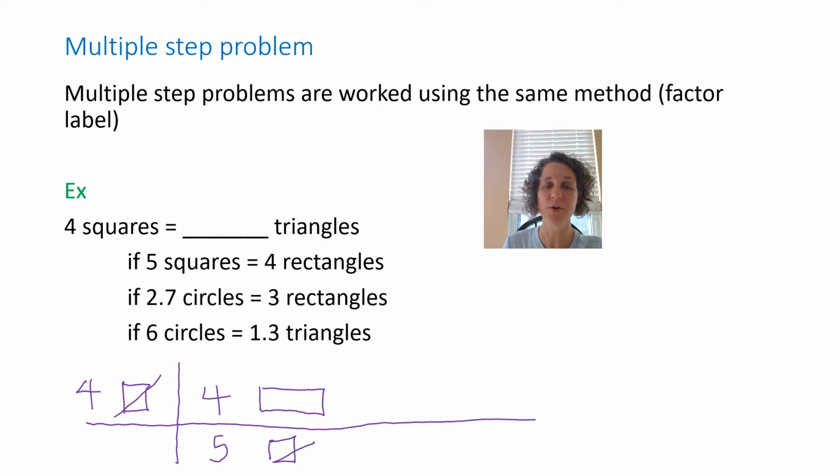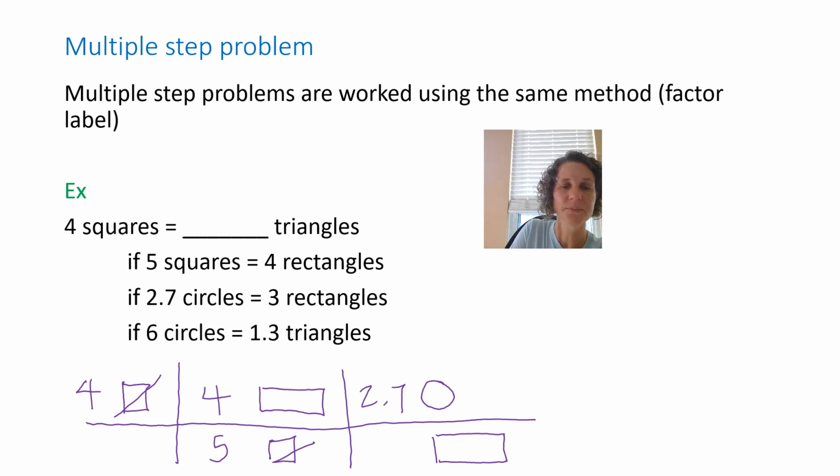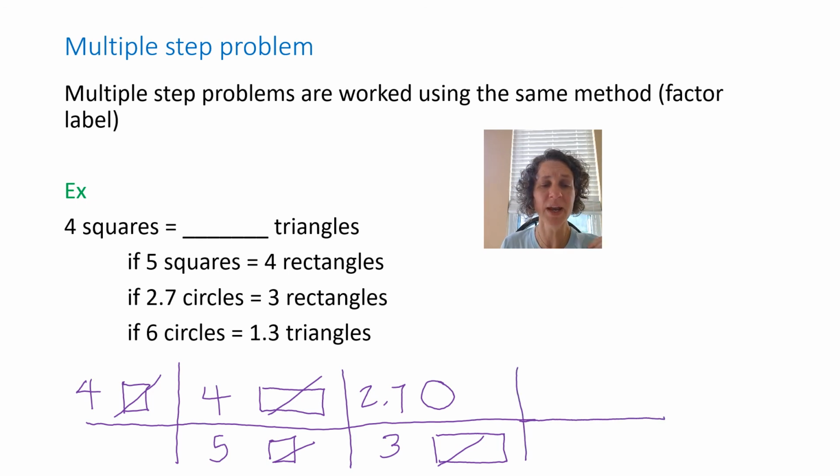So now I'm trying to get from rectangles to triangles. Remember, triangles is my goal. If I look at the information that I am given, I don't have anything that relates rectangles and triangles, but I do have rectangles and circles. And so I will go to circles. I've got my rectangles. And so now I have 2.7 circles and 3 rectangles. So now the rectangles cancel, and I'm stuck with circles. If I stopped right now, that's what my final answer would be, but I'm still trying to get to triangles. So my line wasn't quite long enough. So I have one more step, and I can get to my triangles because I have that last little bit of information. If I have 6 circles, they would be equal to 1.3 triangles.